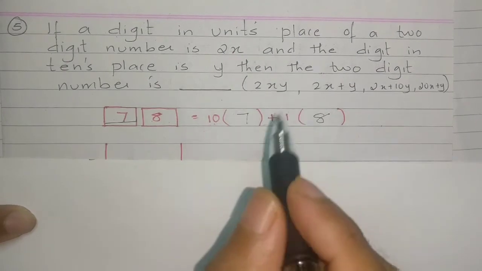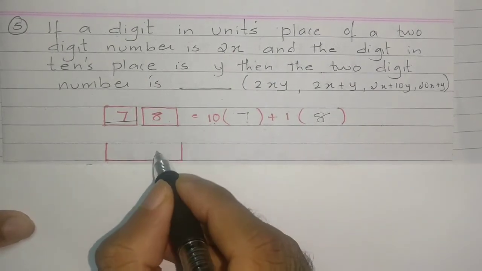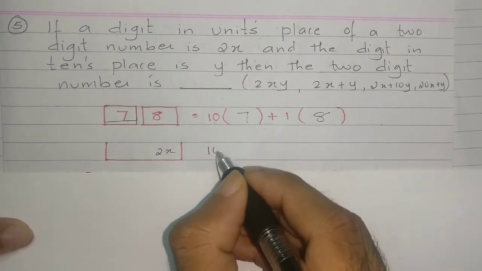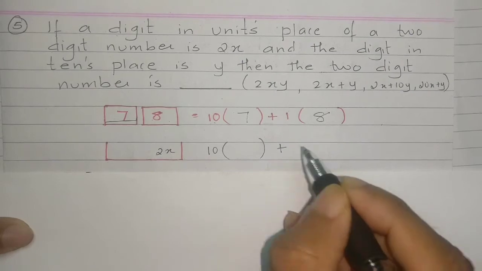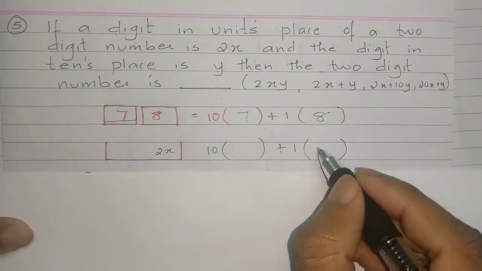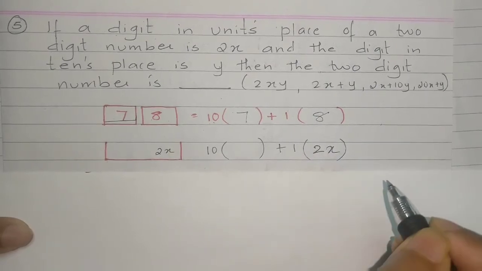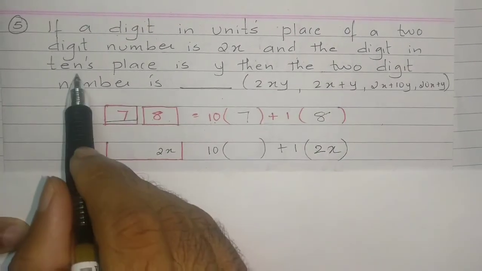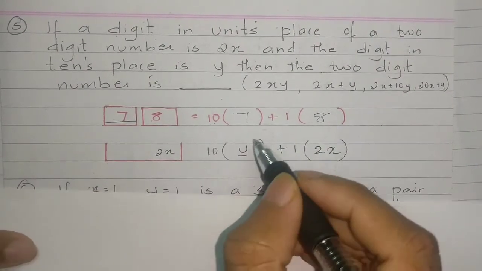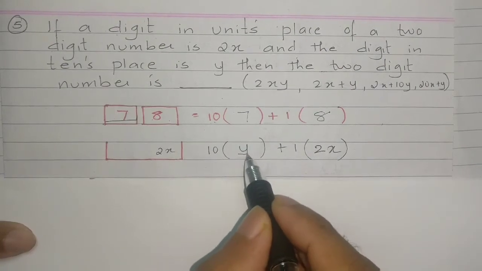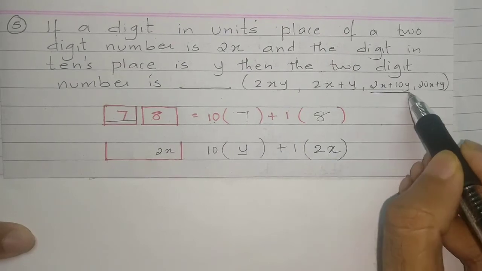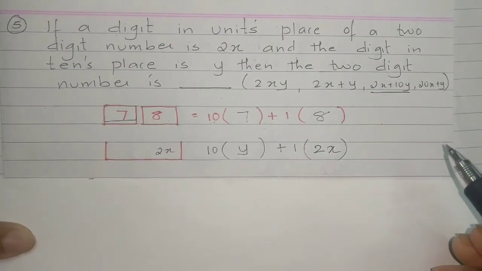Now like that, in this question they are telling you that in a 2-digit number, the units place is 2x. So this is my tens place and this is my ones place. So units place as in ones, right? So 2x. And the digit in the tens place is y. So this will become y over here. So this will become 10y plus 2x. So my option is 2x plus 10y.